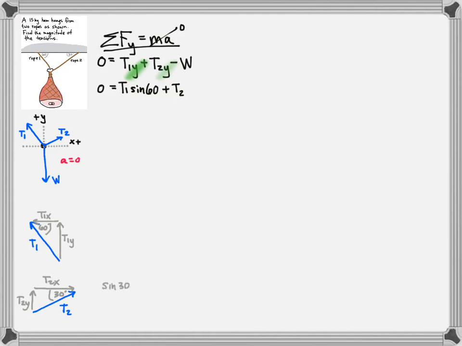So I need to get the vertical component, so that's going to be opposite of 30 is my vertical component, and the hypotenuse is over here, so I can do sine 30 is opposite over hypotenuse. And wherever I see T2y, I can write this instead. And I do that right here.